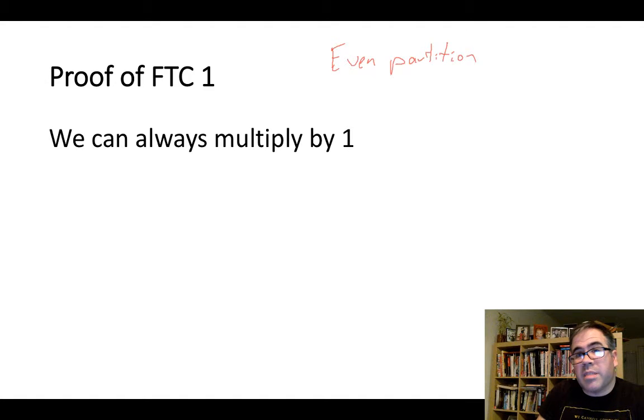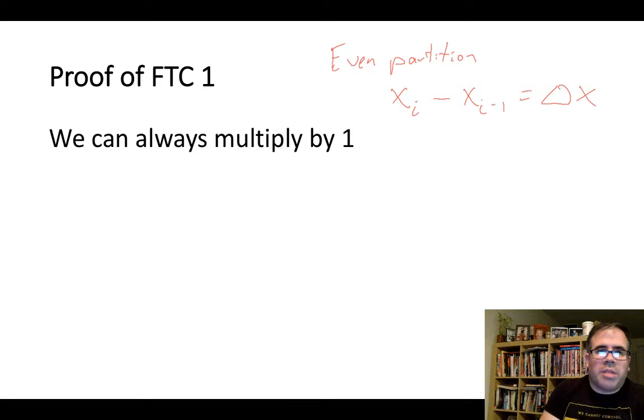It doesn't actually need to be an even partition. The partition can be any assortment of sizes you want, as long as you make it bigger and bigger, the sizes get smaller and smaller. But things are easier for an even partition. So we say the difference between any x sub i and x sub i minus 1, that's just a particular number, which we're going to call delta x, right? So it's the size of a partition.